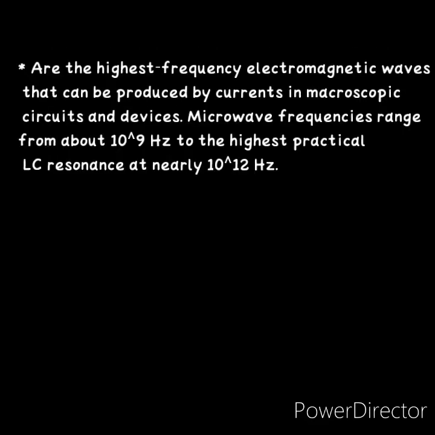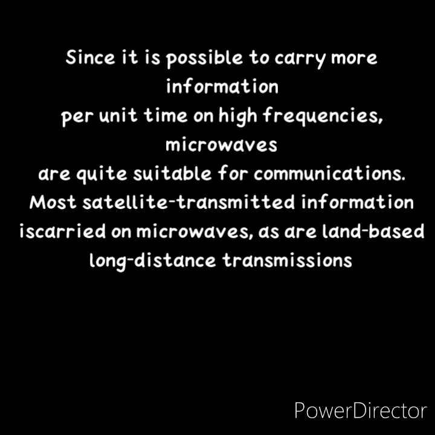Microwaves are the highest frequency electromagnetic waves that can be produced by currents in macroscopic circuits and devices. Microwave frequencies range from about 10^9 Hz to the highest practical LC resonance at nearly 10^12 Hz. Since it is possible to carry more information per unit time on high frequencies, microwaves are quite suitable for communications. Most satellite transmitted information is carried on microwaves, as are land-based long-distance transmissions.